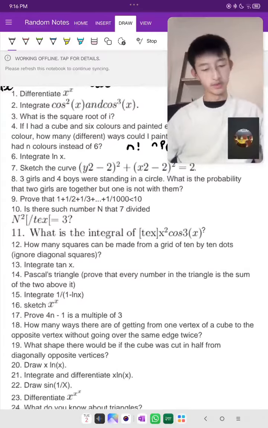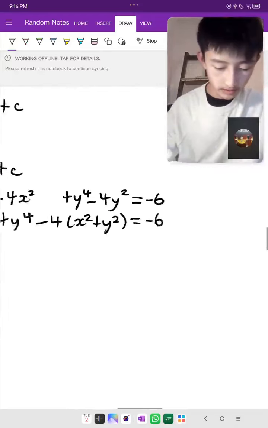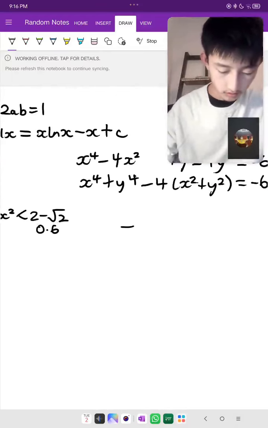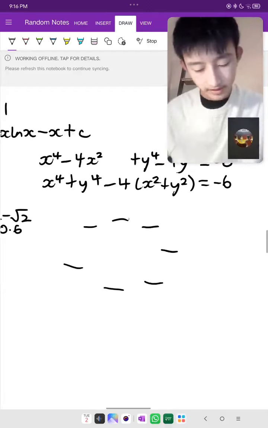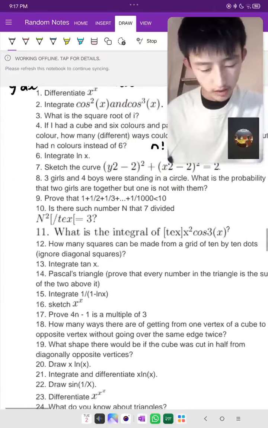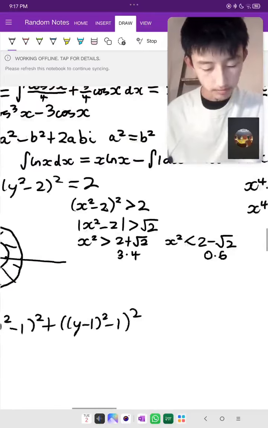3 girls and 4 boys were standing in a circle. What's the probability that the 2 girls are together but one is not with them? Okay, so 7 people in a circle: 1, 2, 3, 4, 5, 6, 7. Okay, so we have 3 girls, 4 boys. The 2 girls are together, but one is not with them.